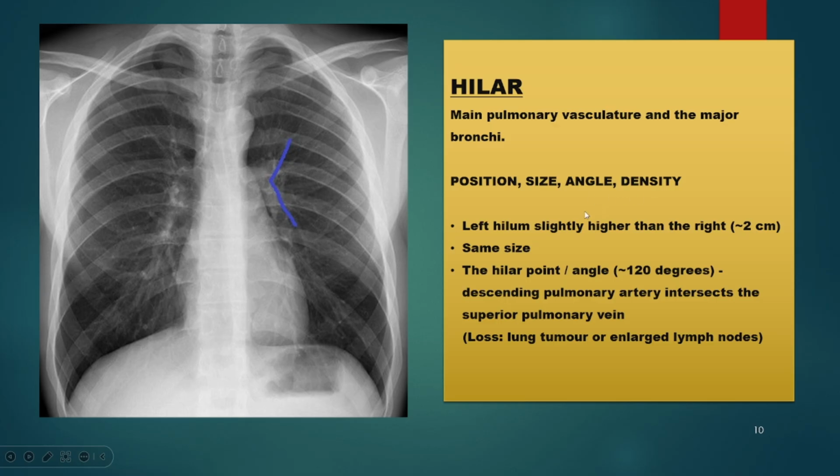Position, size, angle and density can be changed due to the pathologies adjacent to the hilar. For example, hilar angle can be obliterated by lymph nodes or mass, and the density also can be increased due to same reason, and size also can be increased. The position of the hilum can also change because of various pathologies. Significant change in the hilar position can be due to lung collapse, which can be secondary to a mass compressing the bronchi.